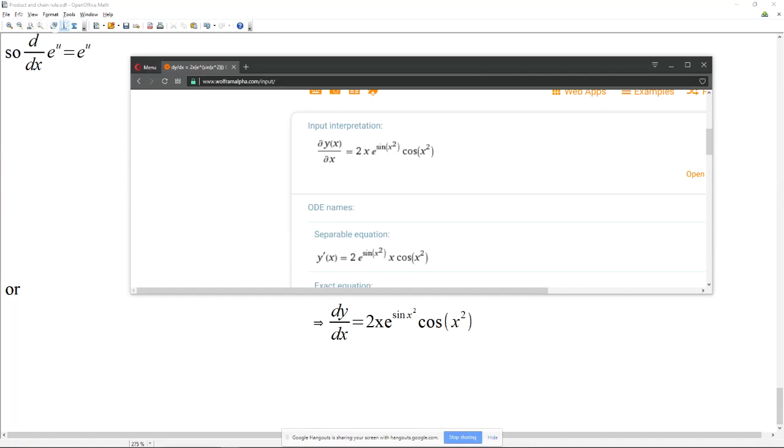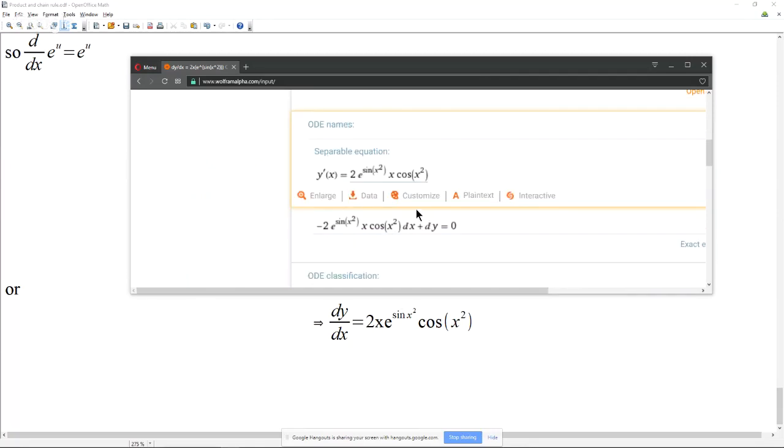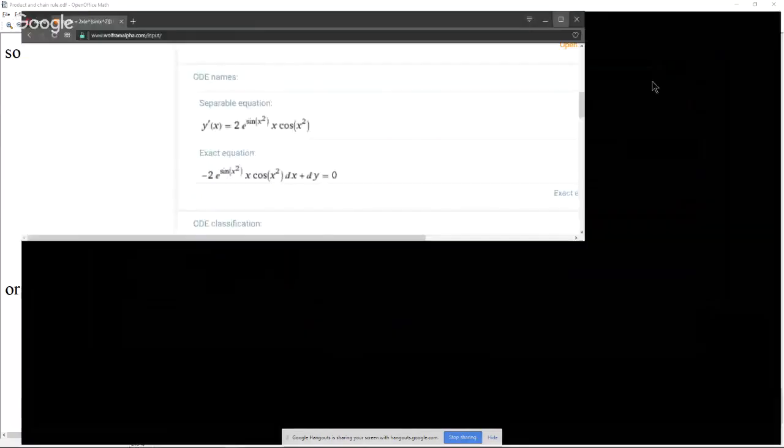So let me minimize this so I can see what I'm doing here. Okay. Generally, the fun one, the one everybody loves. All right. So let's see what this came up with. This actually came up with.